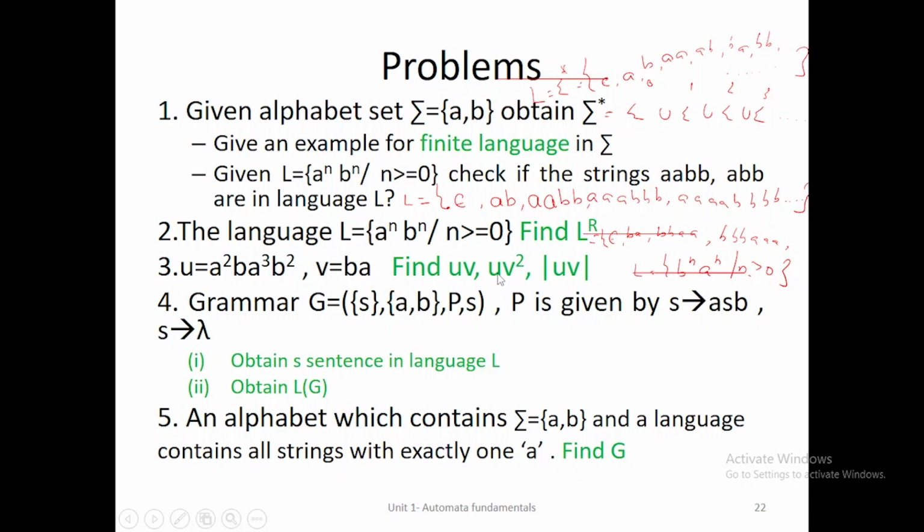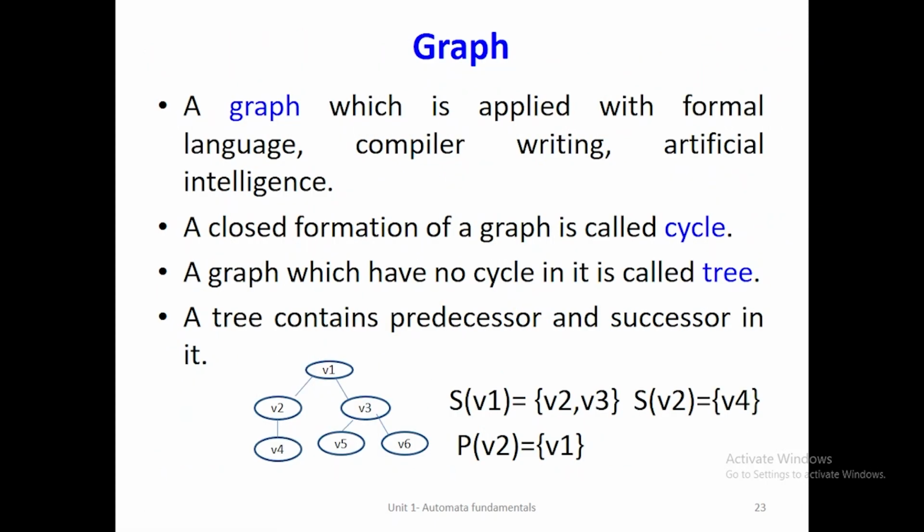The second one, U V squared. V squared means V two times, V into V. So the first V answer is BA followed by BA. It's not B squared A squared, it's only BA. After squaring V, you append that V squared answer at the right end of U. Then mod UV means the length of the string. So like that, the answers are available.